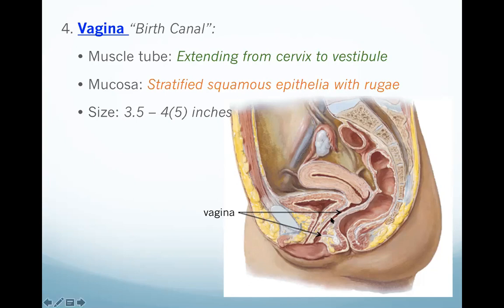All right, and then this is a view of the vagina here. So the vagina is actually an internal structure, not an external structure. I know a lot of us think of the vagina as our external genitalia, but we would call that the vulva or pudendal region. The vagina is actually internal. So the vagina is this passageway from the outside of the body to the cervix, the entry point into the uterus.